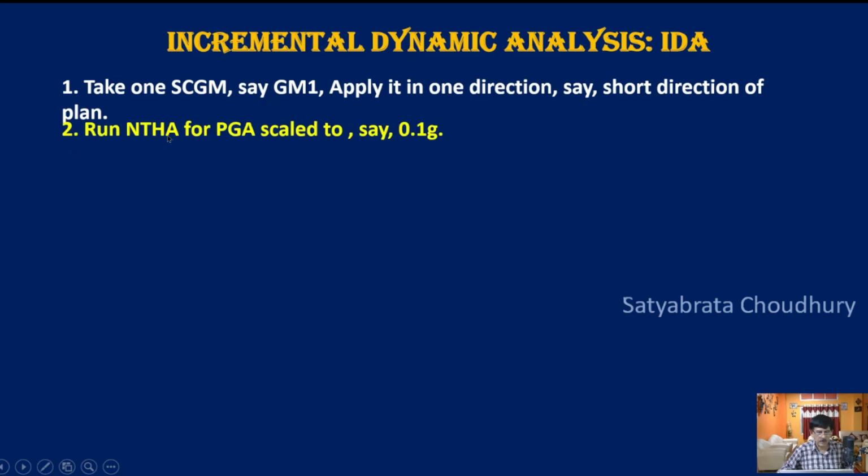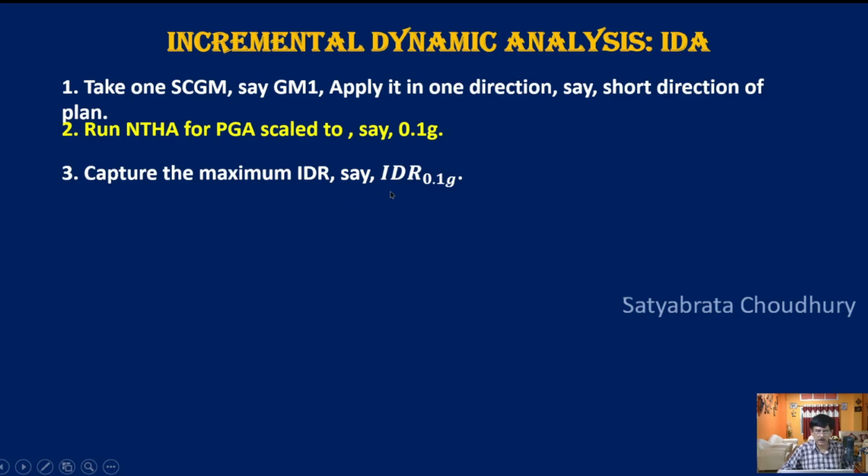Run the nonlinear time history analysis for peak ground acceleration scaled to say 0.1 g. You have generated a GM1, which is SCGM, and its peak ground acceleration may be say 1 g, 1.5 g, like that. So all the ground accelerations we shall scale in such a way that its PGA is equal to 0.1 g. So earlier if it was 1 g in the GM1, now we are scaling by a factor of 1/10, so it becomes 0.1 g. In the software there is a dialog box in which you can put the scale. So the ground motion does not change, only the scale changes.